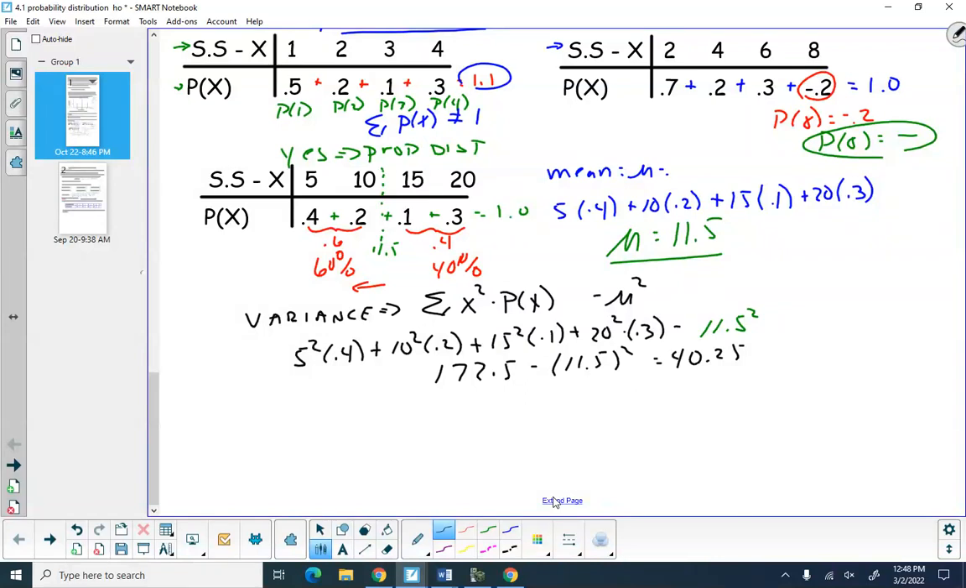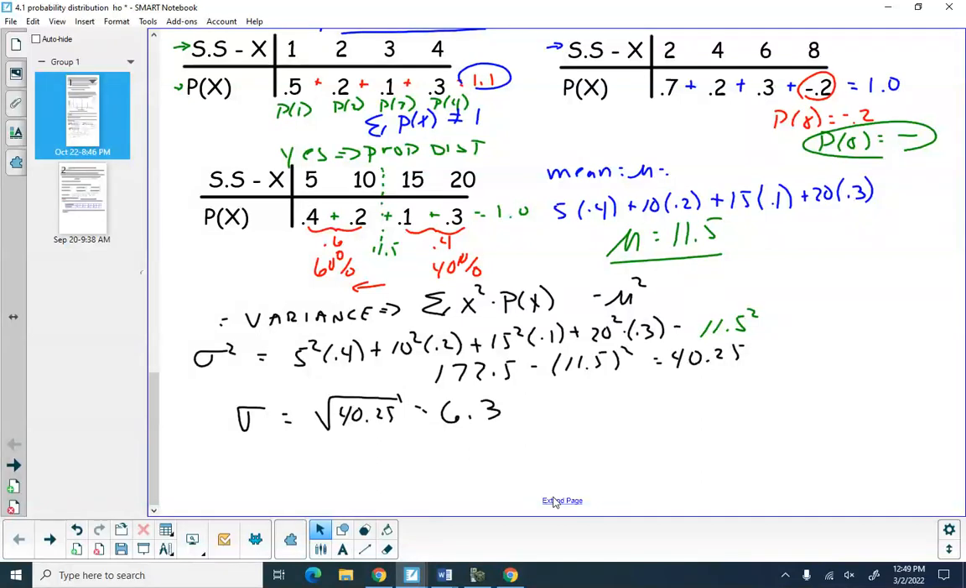And then our standard deviation is equal to the square root of our variance. So we can take the square root of that to get 6.3 as our standard deviation.